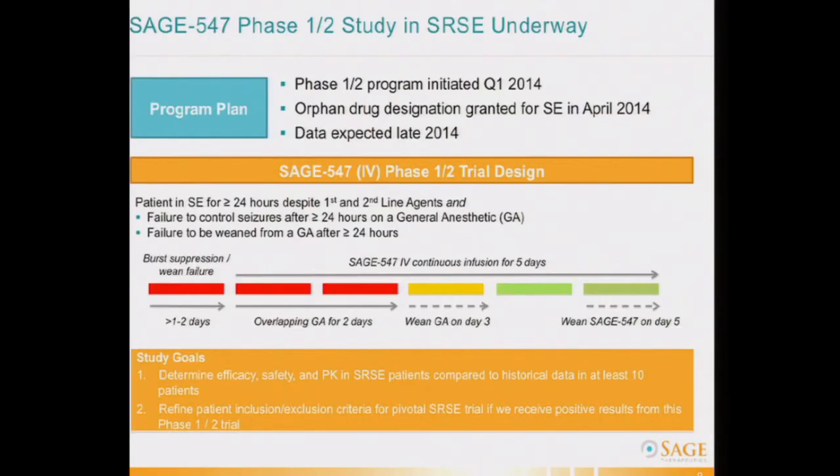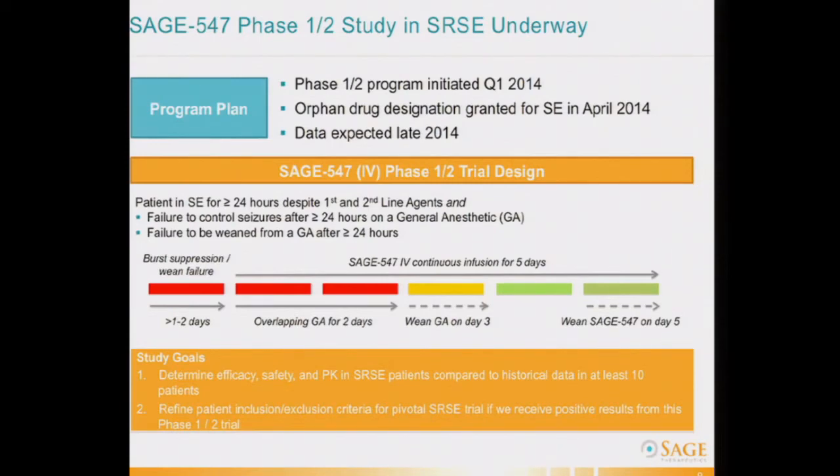You can see the design of the trial. Again, it's based on standardized care with a wean of anesthesia and co-administration of 547, looking for electrophysiologic clearance, as well as the ability to get off general anesthesia. One important point. Our goal in a phase 1-2 methodology study is to look at pharmacologic activity. So we opened the gates to patients we were allowed to be treating.